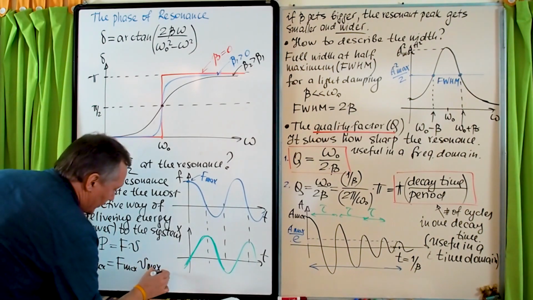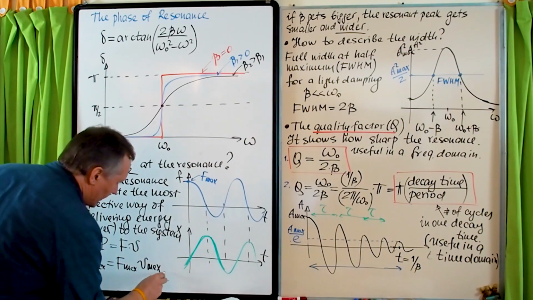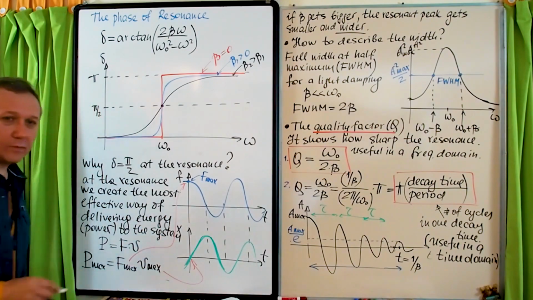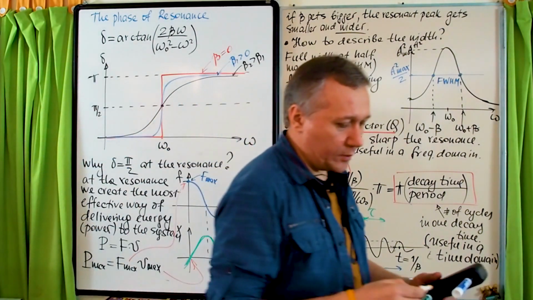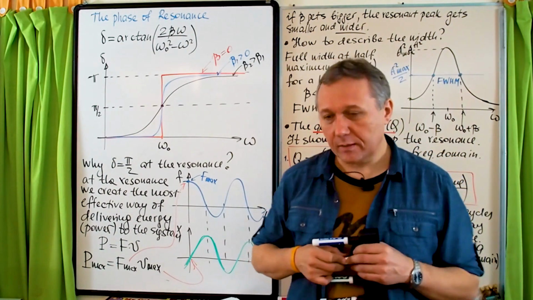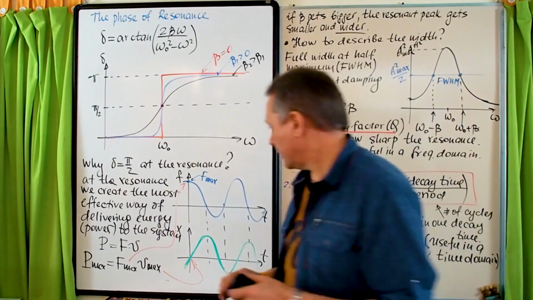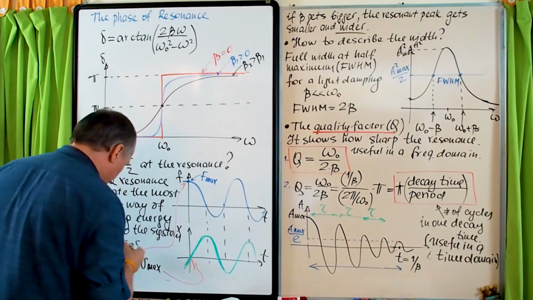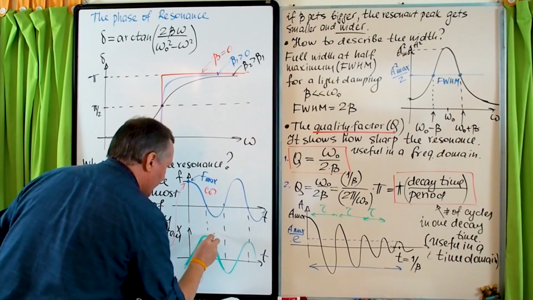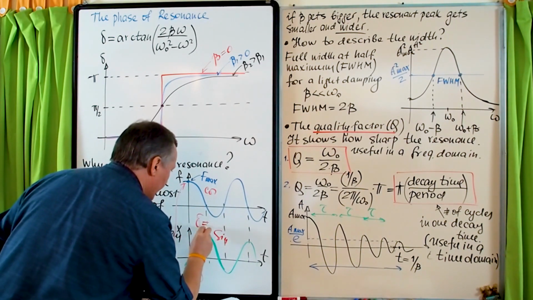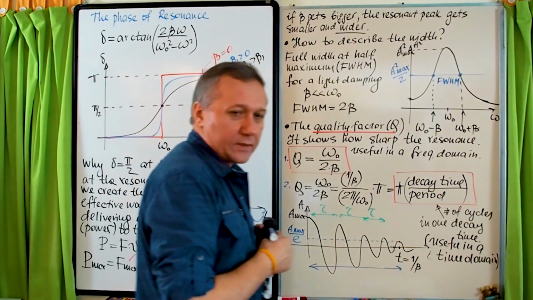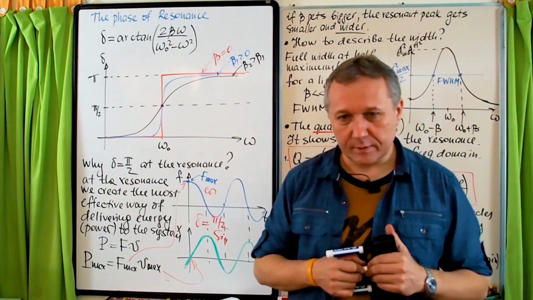Maximum velocity is when the system passes the equilibrium point, and of course, maximum force is when the displacement is maximum. So those two moments must be at the same moment, right? And that happens when the phase difference is pi over 2. Here, it's a cosine function and this is a sine function, so delta equals pi over 2. So all the time, if the system is at the resonance, the phase difference is pi over 2.